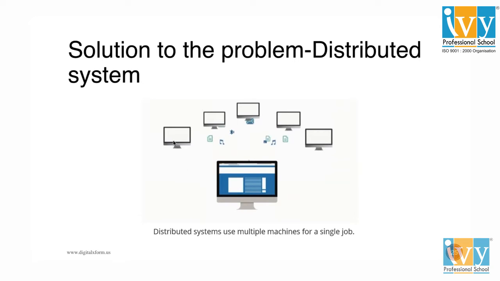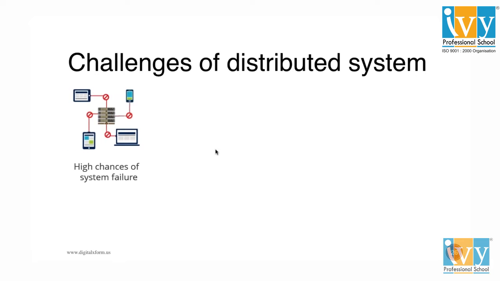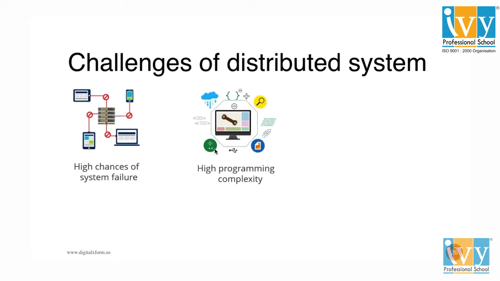So this is called distributed systems, where we use multiple machines for a single job. Now, how does this distributed system look like? It looks like a team, but it doesn't have a captain. It doesn't have a leader. So the problem with distributed systems is that there are high chances of system failure. There'll be programming complexity. So the solution is Hadoop.